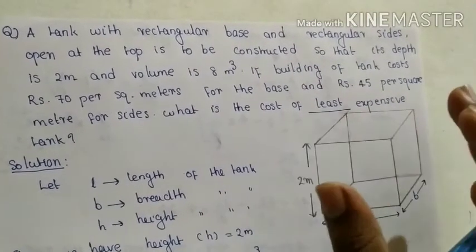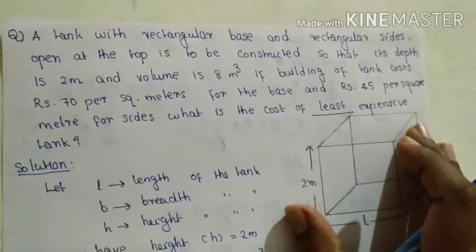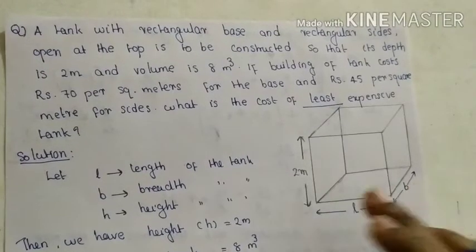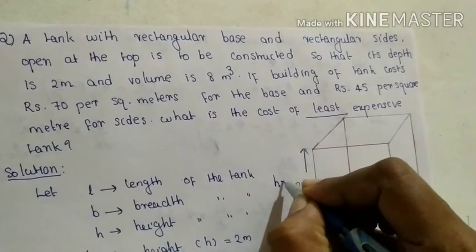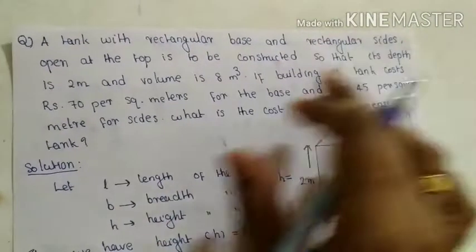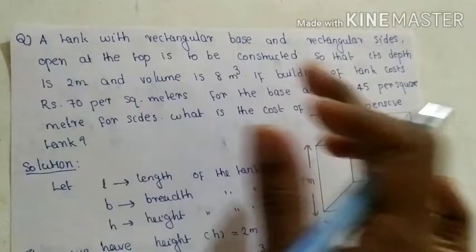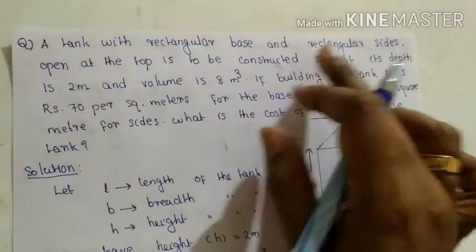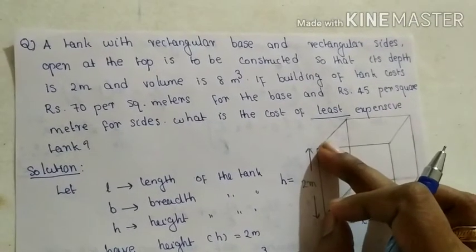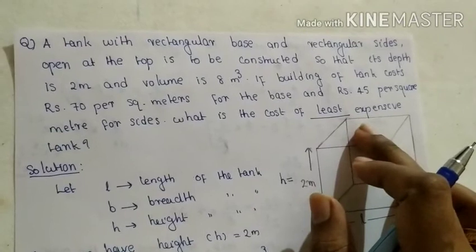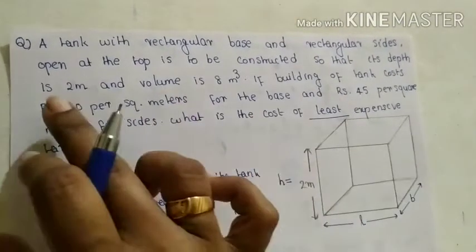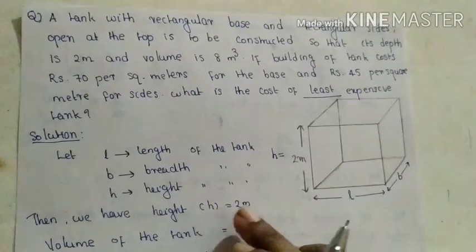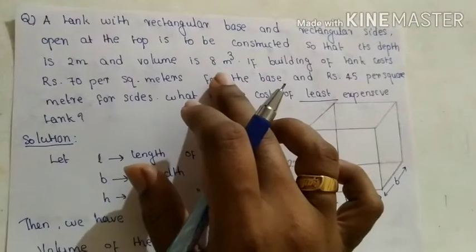Given that, first of all, look at this tank. Let L be the length of the tank, B be the breadth of the tank and H be the height of the tank. In this question, a tank with a rectangular base with length and breadth and rectangular sides, open at the top, is constructed so that its depth is 2 meter. Here depth means height. So given that height is equal to 2 meter and volume is 8 meter cube.